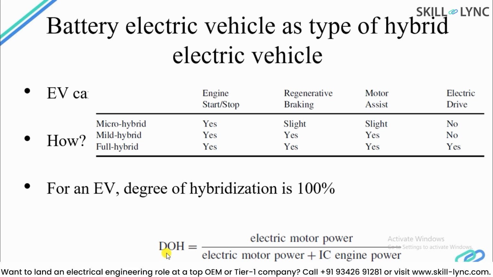If you consider the degree of hybridization as 100%, this ratio becomes 1. When does this ratio become 1? When the IC engine power component is 0. Therefore, we can call the electric vehicle a special category of hybrid electric vehicle. So let us move ahead and now dive deep into the components of an electric vehicle.